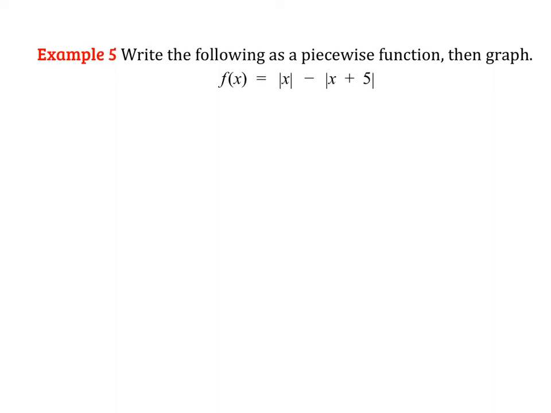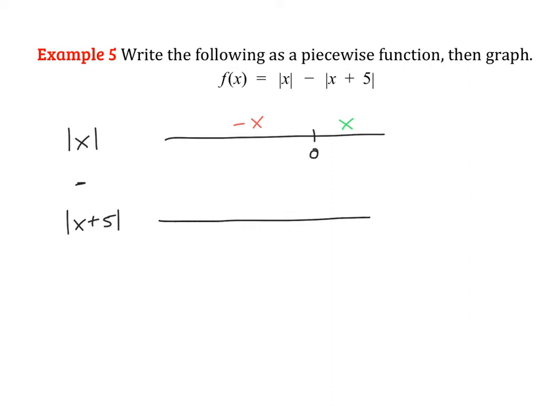Okay, now we're going to try to find a difference together. So same idea, we just have to be extra careful with the subtraction. So we have absolute value of x, and then we're going to be subtracting the absolute value of x plus 5. So I know absolute value of x is going to have a critical point at 0. So the way I would define this function to the right of that is just x. And to the left, it's the opposite of my absolute value, so negative x.